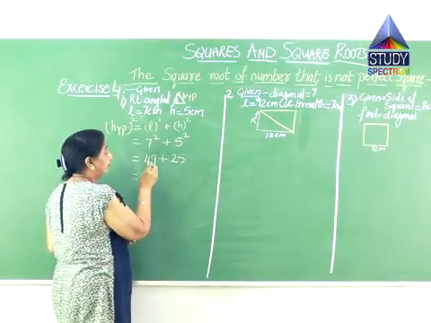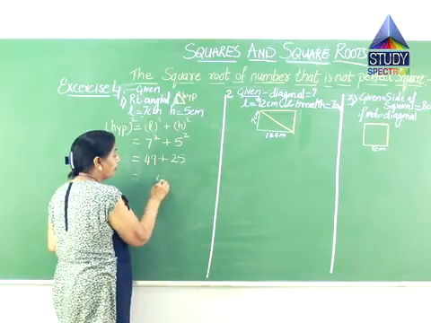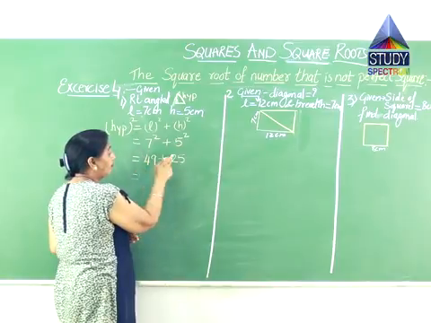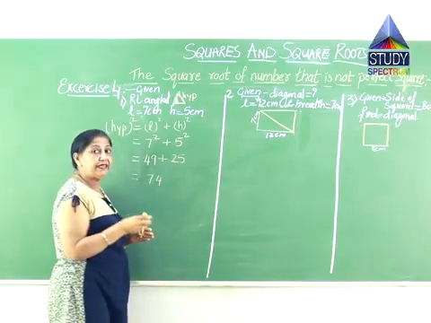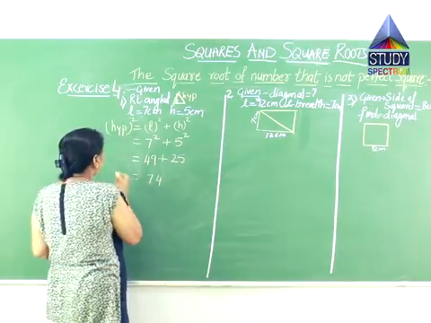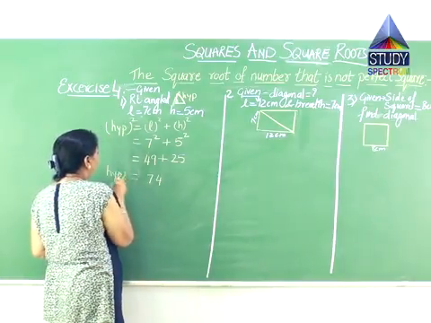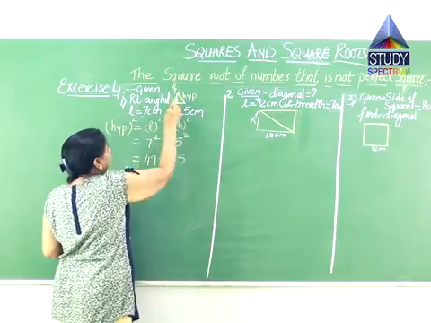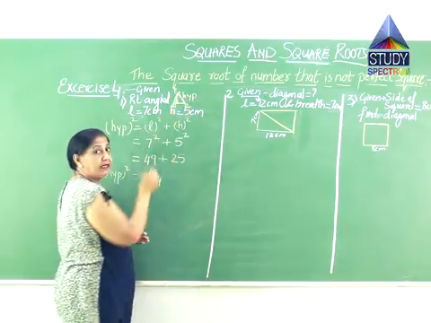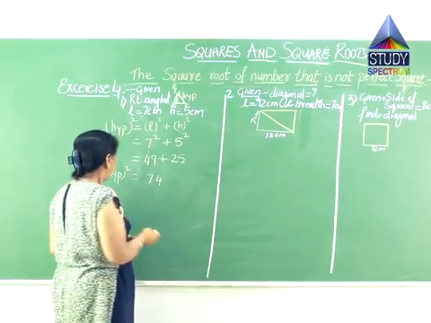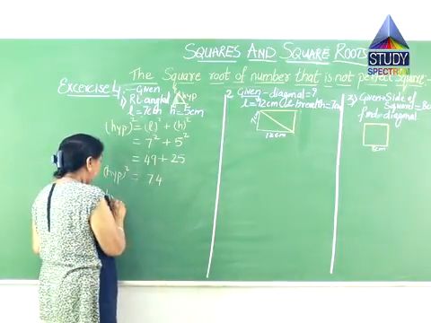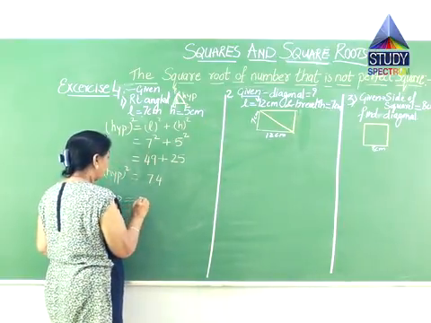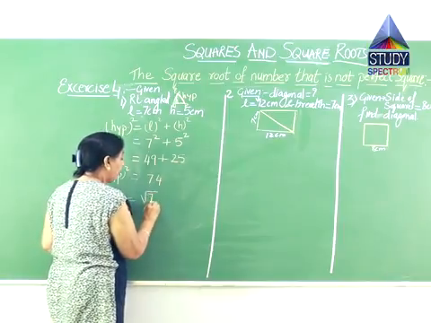Now I will add this. 9 plus 5 gives me 14. 1 will carry, and then 1 plus 4 is 5, 5 plus 2 is 7. So here I am getting 74. What is 74? It is the hypotenuse square of that right angle triangle. But I need this triangle, suppose we name it PQR, so I want the length of PR. I don't want the square of PR. So therefore, what will I do? I will take the root of both sides. So here hypotenuse is equal to root of 74.